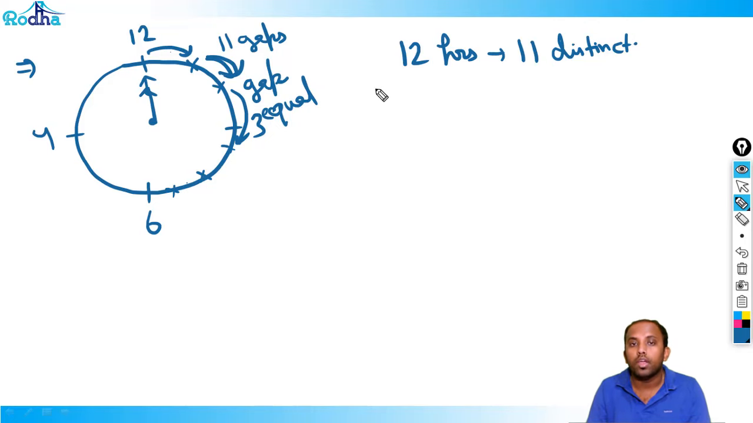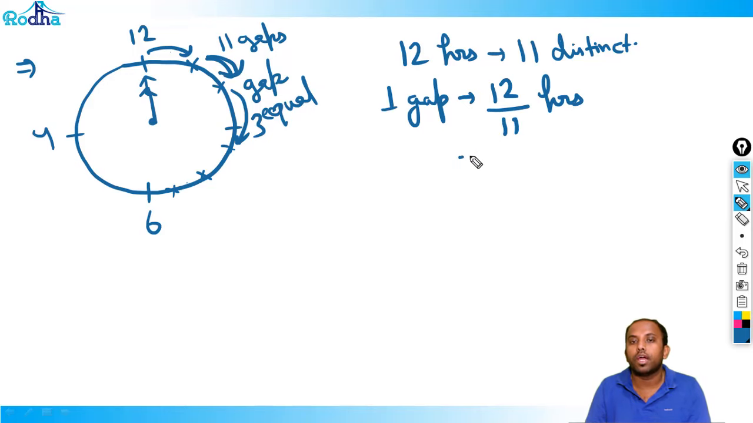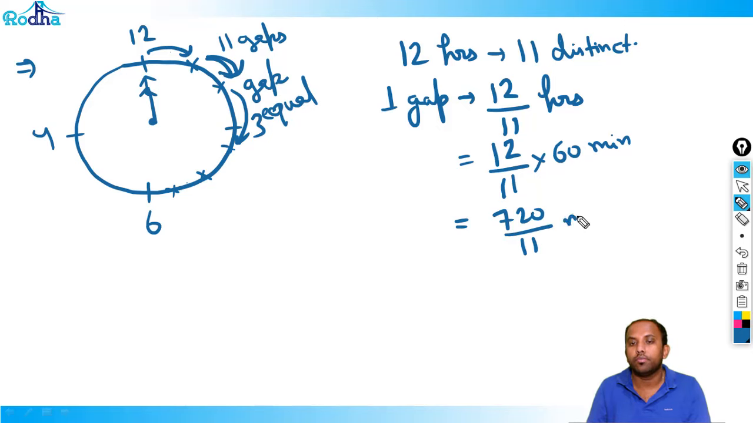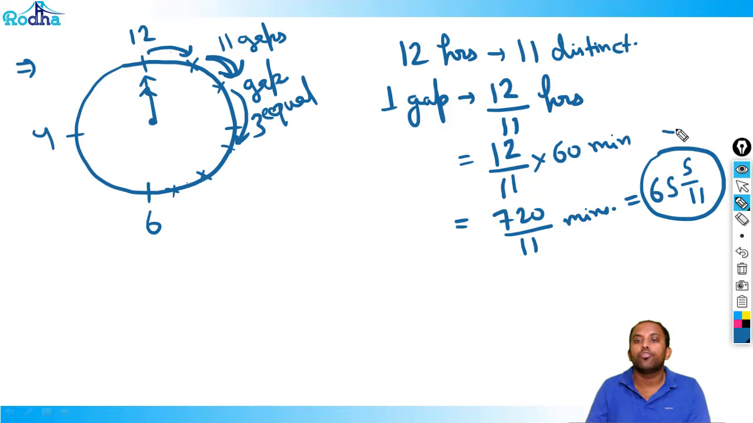So what is the interval of one gap? The interval of one gap is equal to 12 by 11 hours. 12 by 11 hours is equal to 12 by 11 into 60 minutes. This is equal to 720 by 11 minutes, right? Now if you solve 720 by 11, you get 65 5 by 11 minutes. This is a very important data, right?